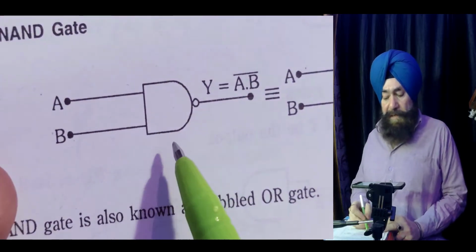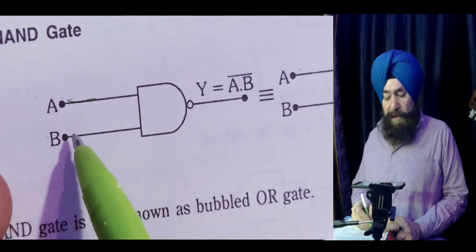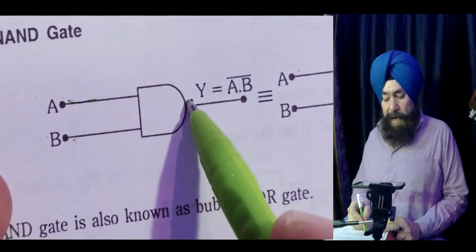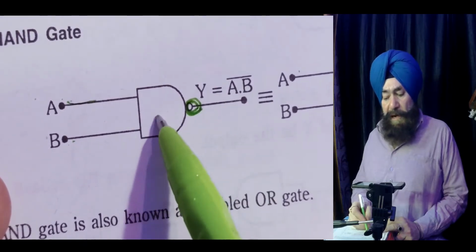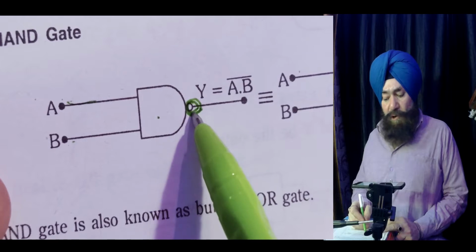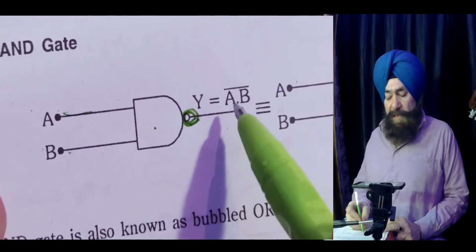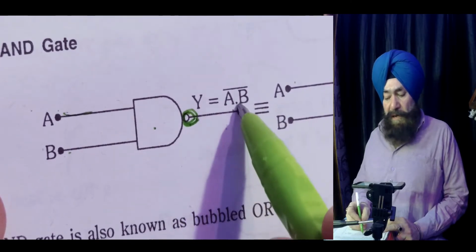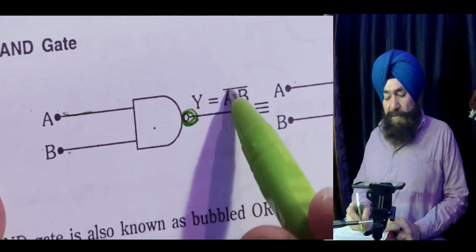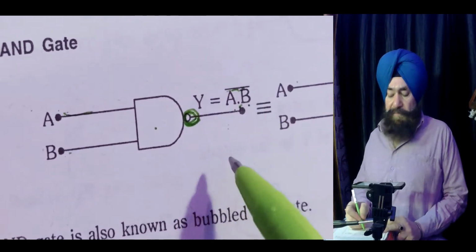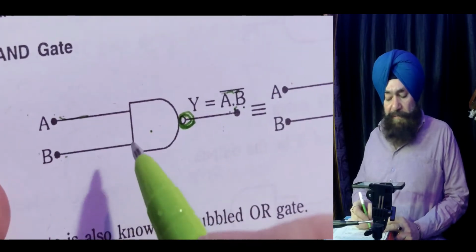This is our NAND gate, with input A and input B. This circle means a NOT gate, and after the AND there is a NOT, so that becomes the NAND. The Boolean expression is Y equals A dot B, and because the NOT is here, there is a bar, meaning NOT. Okay, and what is the truth table of the NAND gate?